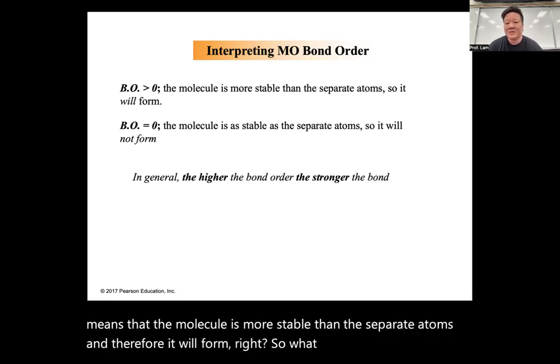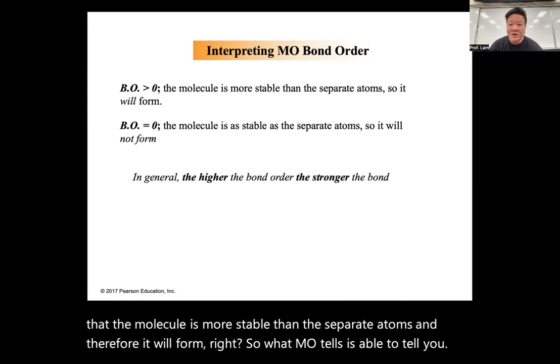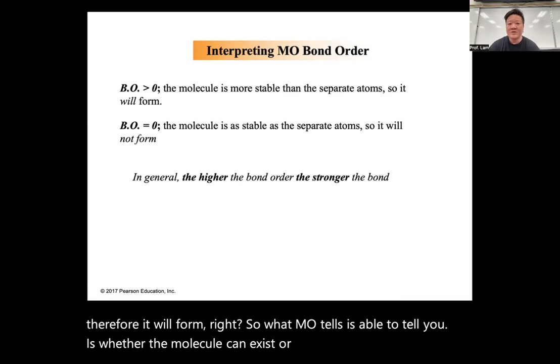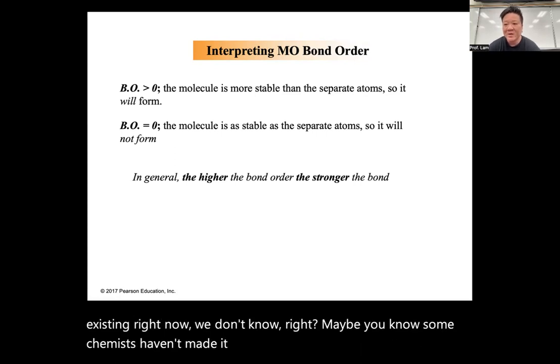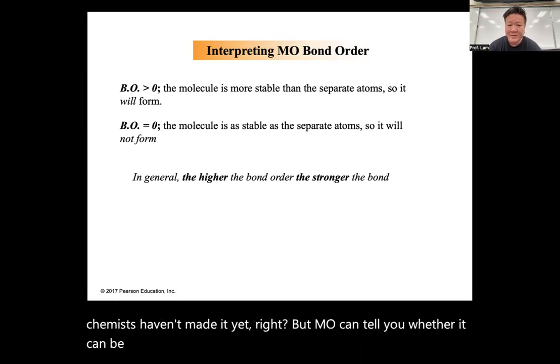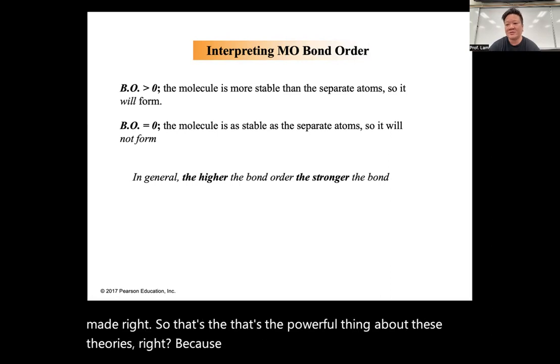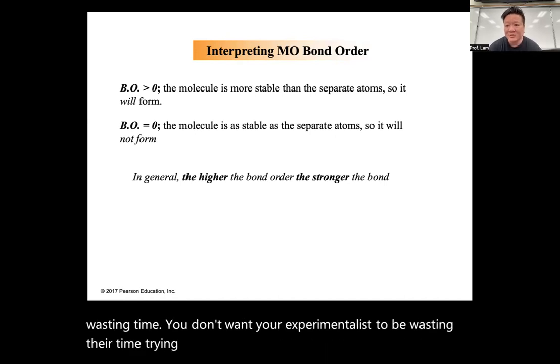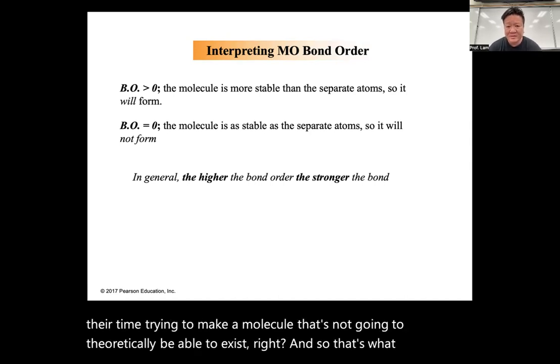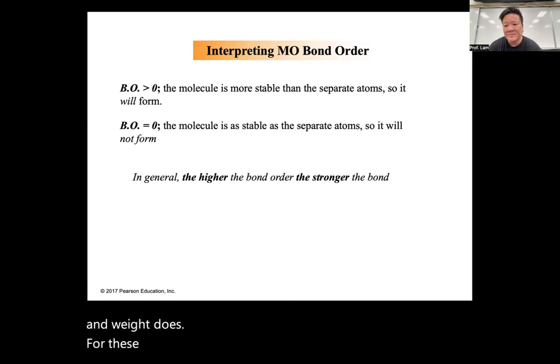So what MO is able to tell you is whether the molecule can exist or not, right? Whether it's existing right now, we don't know. Maybe some chemists haven't made it yet. But MO can tell you whether it can be made. So that's the powerful thing about these theories, because you don't want your experimentalists to be wasting their time trying to make a molecule that's not theoretically able to exist, right? And so that's what MO theory in a way does for these chemists, is to tell us, should we even try to make some molecules?